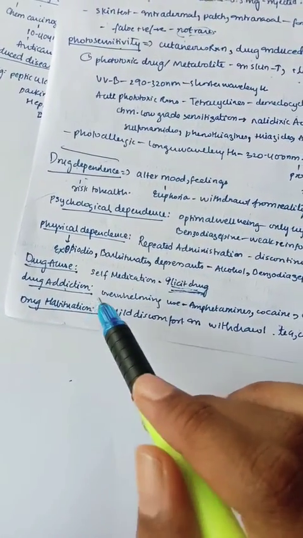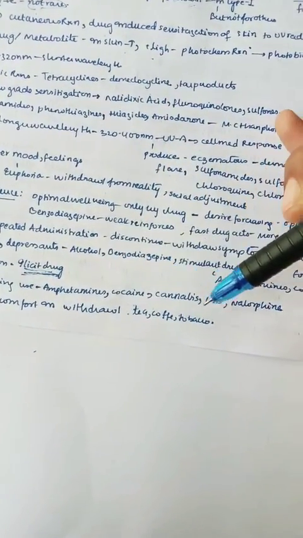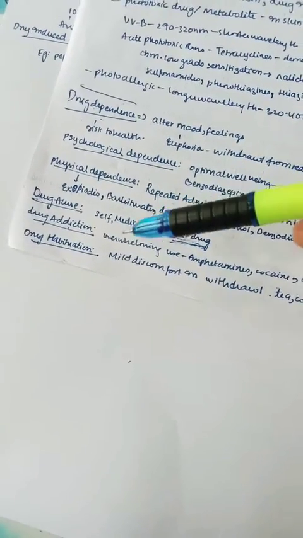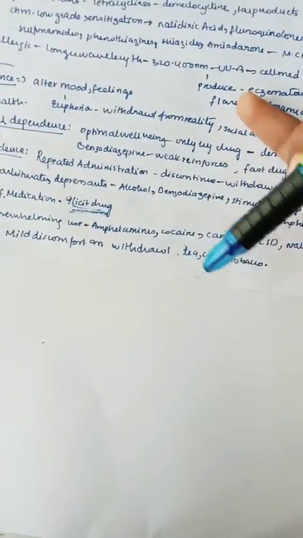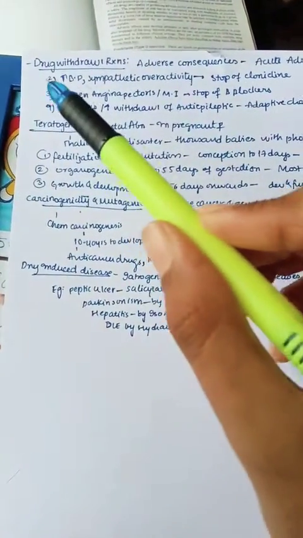Next, coming to drug addiction: overwhelming use of amphetamines, cocaine, cannabis, LSD, alcohol, everything. Next, drug habituation means there is only mild discomfort on withdrawal. It is not so much a habituation, like tea, coffee, tobacco. These are also better avoided, because they are also habit-forming, right?